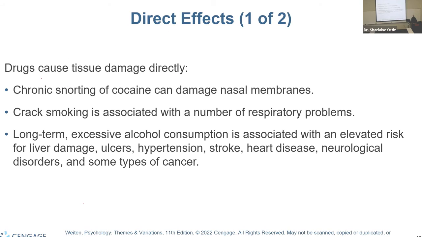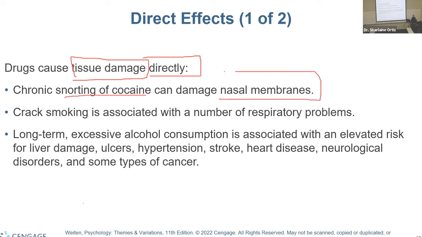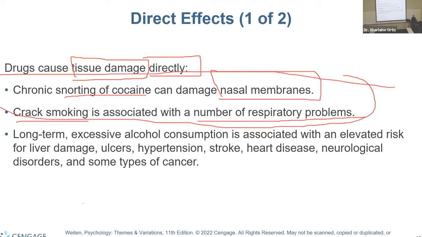Now, these are some of the more long-term effects if we are thinking about tissue damage, right? So directly speaking to that tissue damage, I should say, for example, snorting of cocaine can inevitably lead to the impact and deterioration of nasal membranes. Smoking crack is associated with a wide variety of respiratory problems. Now, this is more on the tissue sense, right?